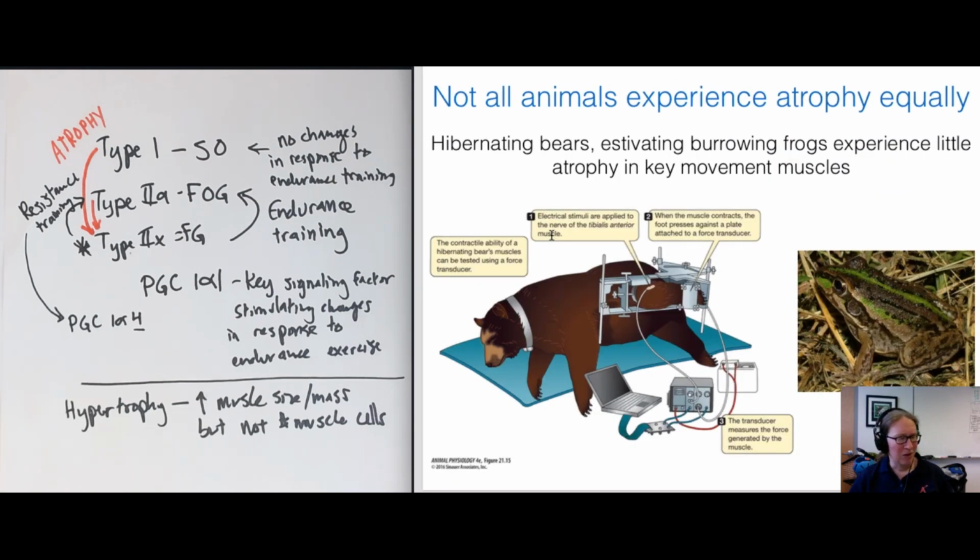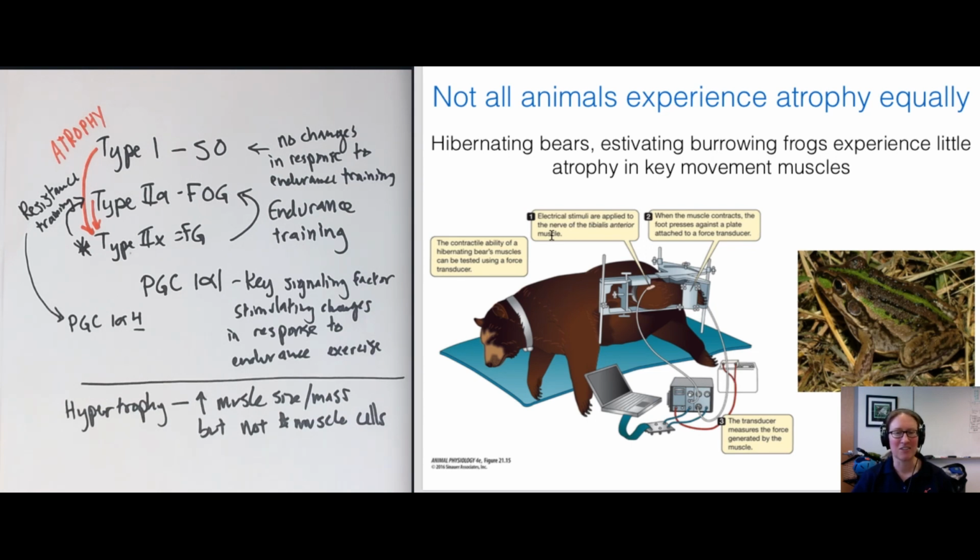Along with this, I want to highlight that not all animals experience atrophy in the same fashion, right? So generally speaking, we see muscle atrophy in response to disuse and increasing age. However, interestingly, physiologists studying muscle characteristics in hibernating bears and also in burrowing frogs that are estivating, right? So they're in a dormant period to avoid very dry conditions. When muscle characteristics are measured in these animals, physiologists see very little atrophy in key muscles for movement.